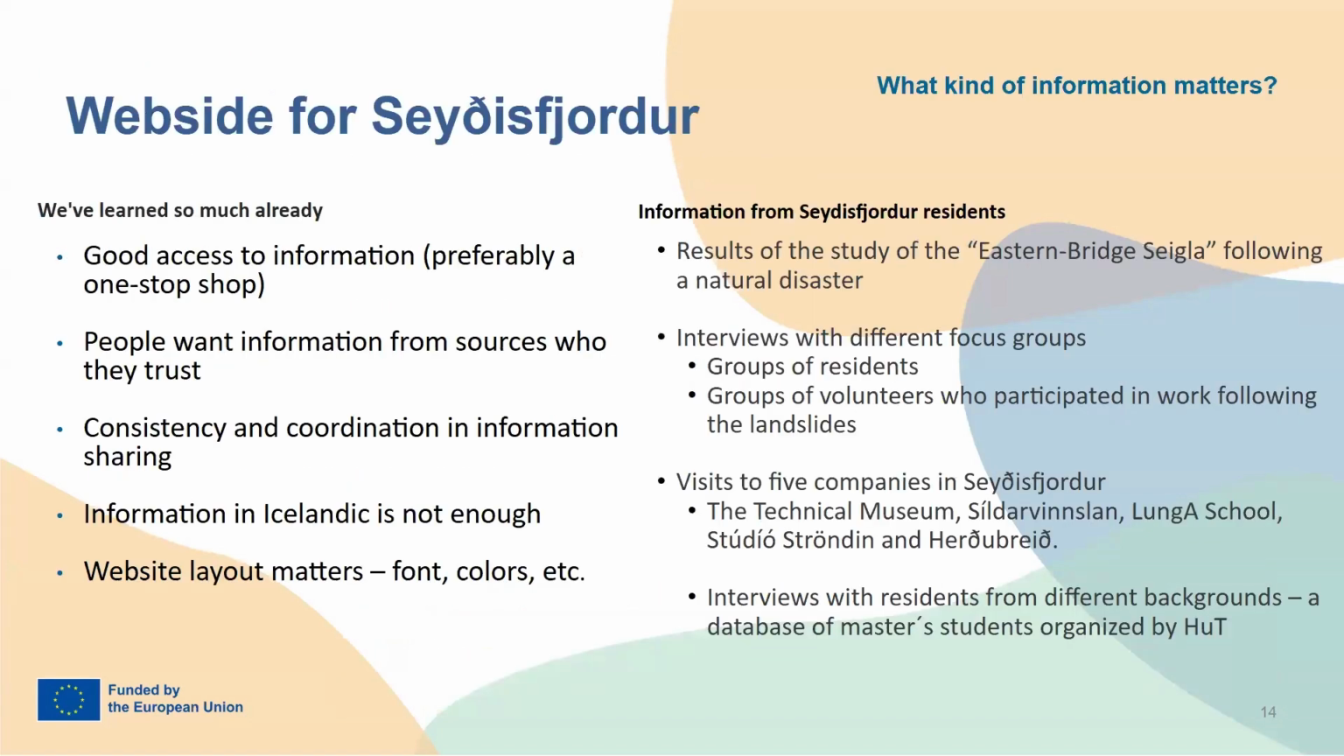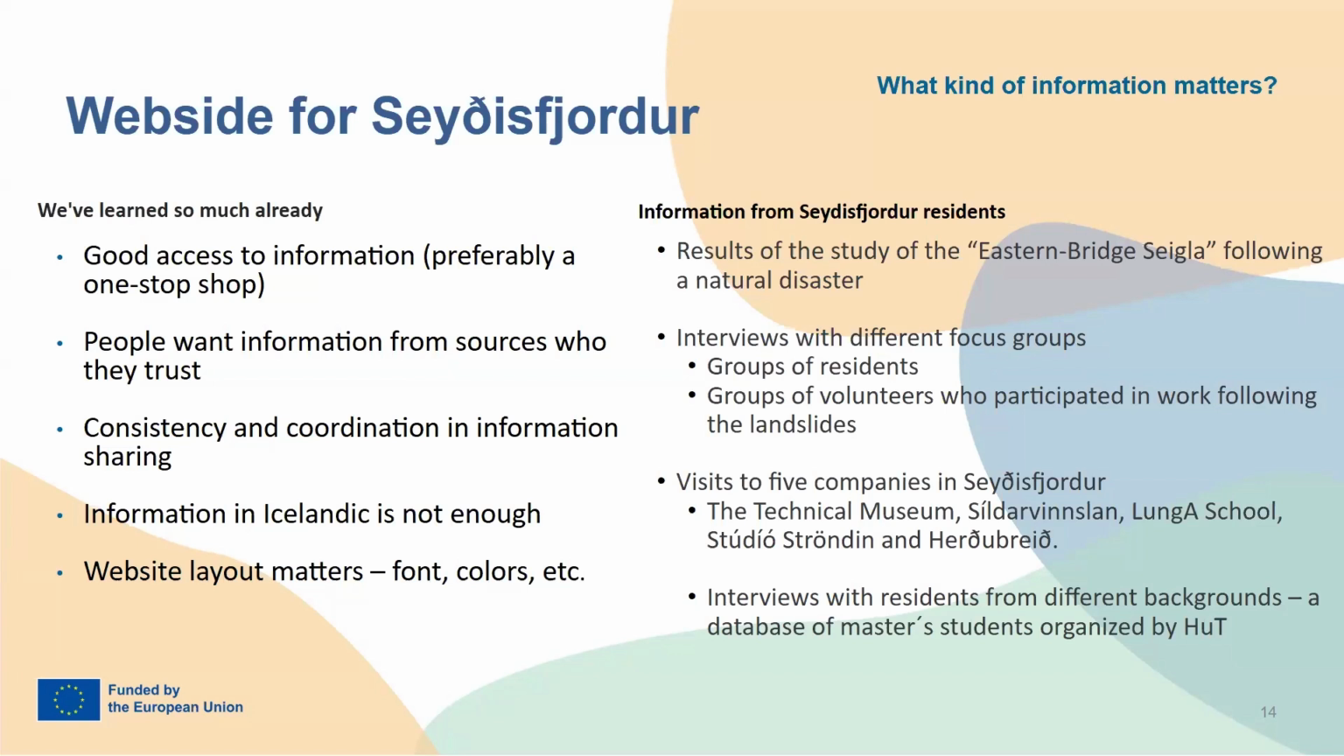And we, of course, know a lot already through the many events that have taken place here in Iceland. One of the things we have learned very strongly is the need for a one-stop shop for the residents, for the people who are impacted, and also, of course, if you want to be as prepared as possible for future events. People need to trust information from sources, and the sources need to be trustworthy and reliable. And there needs to be consistency and coordination in the information sharing.